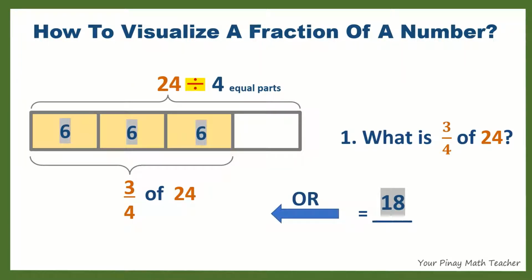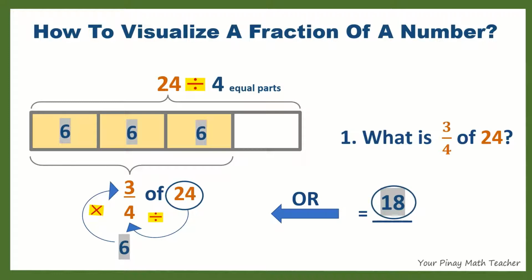Without the illustration, we can also get 18 by dividing 24 right away by the denominator 4. So we get 6 and then multiply 6 by the numerator 3. 6 times 3 is 18.